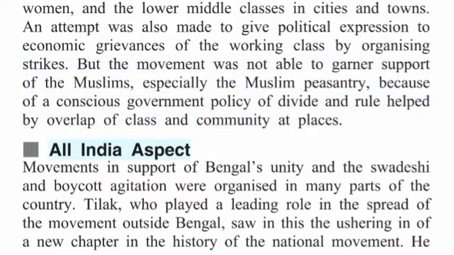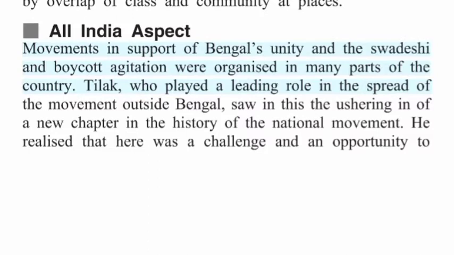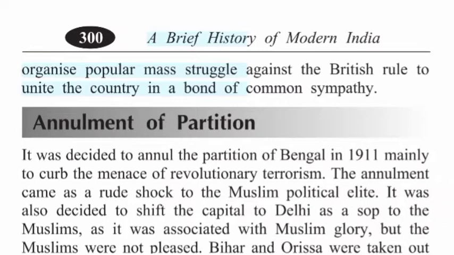All India aspect. Movements in support of Bengal's unity and the Swadeshi and boycott agitation were organized in many parts of the country. Tilak, who played a leading role in the spread of the movement outside Bengal, saw in this the ushering in of a new chapter in the history of the national movement. He realized that here was a challenge and an opportunity to organize popular mass struggle against the British rule to unite the country in a bond of common sympathy.